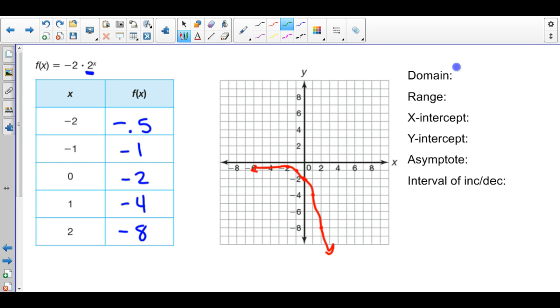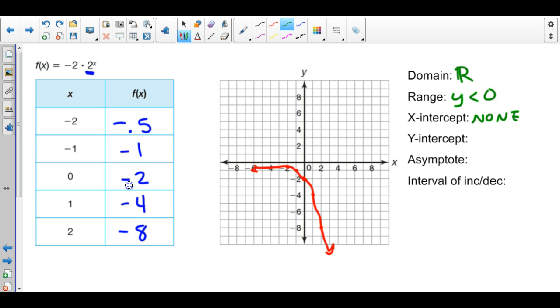My domain is still going to be all real numbers, but notice our range values are a lot different now. Your y values are all less than 0. And again, they're not going to touch 0 because we'll still have an asymptote there, but the only difference for our range is your inequality would flip the other way. So it's y is less than 0. We still won't have these x-intercepts because of that asymptote.